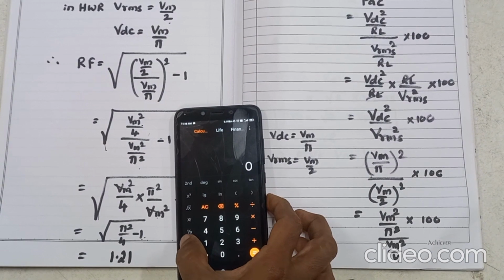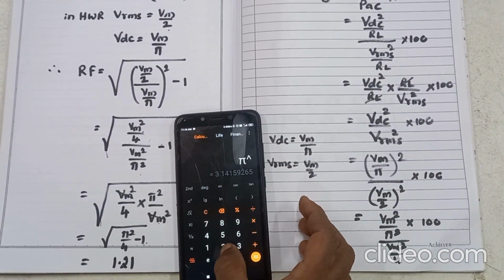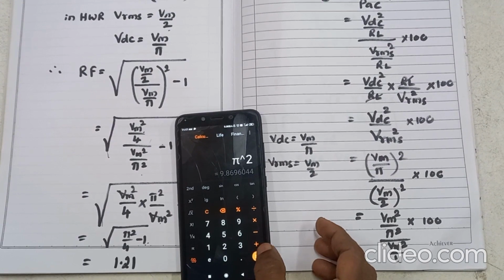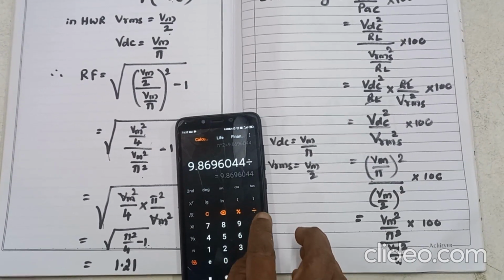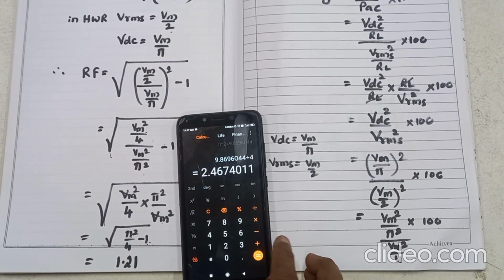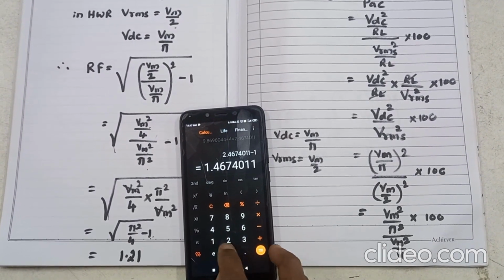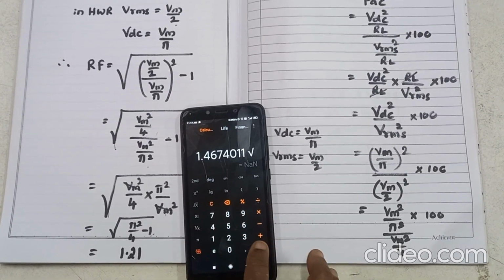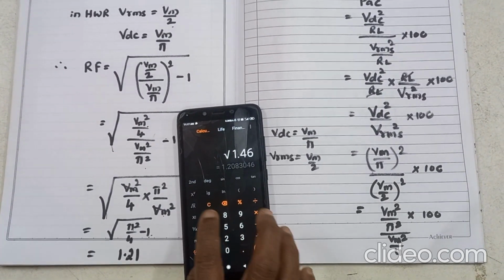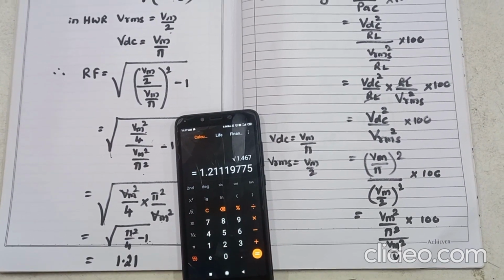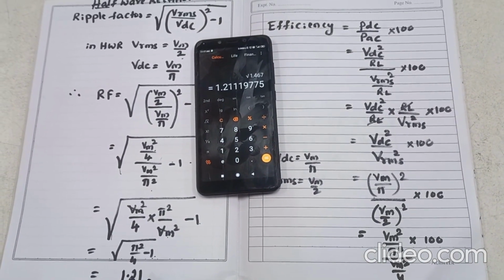I will show you how to find the value of square root of pi square by 4 minus 1. So pi to the power 2, divided by 4, minus 1. So the value is 1.467. That I will take under root. So the value is 1.21. So theoretically you should get the value of ripple factor as 1.21.